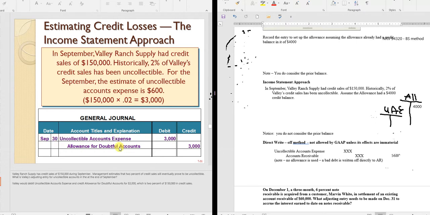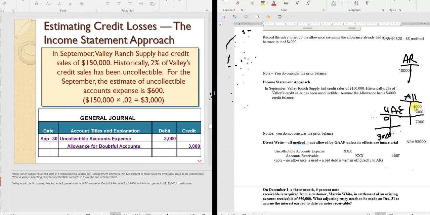Uncollectible accounts expense, remember the last test you took, we zeroed it out. So I can do the same thing with allowance that I did with the allowance under the other method, but it always starts at 0. So I want it to go from 0 to $3,000. So the entry to make it go from 0 to $3,000 is actually debit uncollectible accounts expense and credit the allowance for $3,000. Now I want to do one more thing. Okay, so I added $3,000 to it.